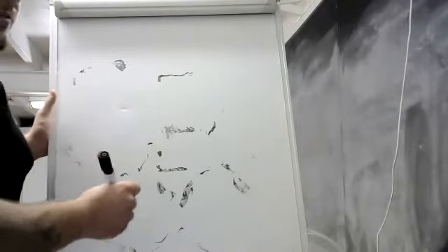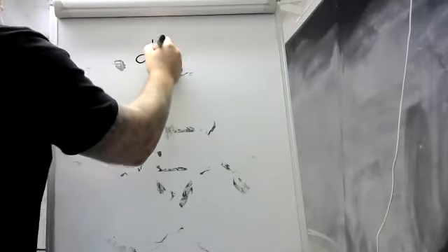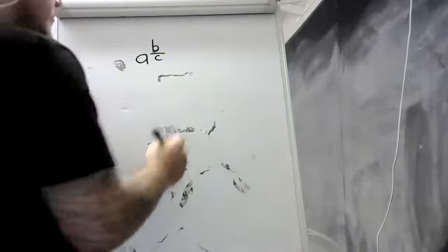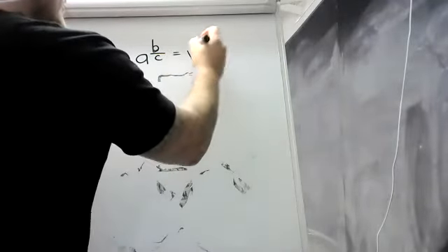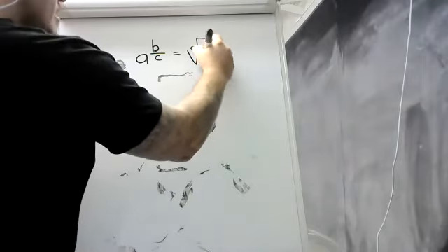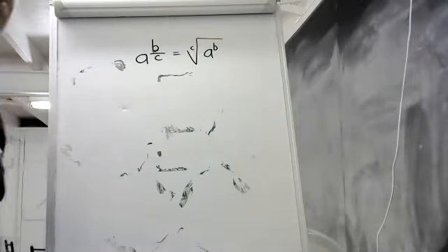So if we're looking at indices rules, moving on now, we're going to fractional powers. So A to the power of B over C would be the equivalent of the C-th root of A to the power of B. So this is when we're trying to figure out square and cube roots.